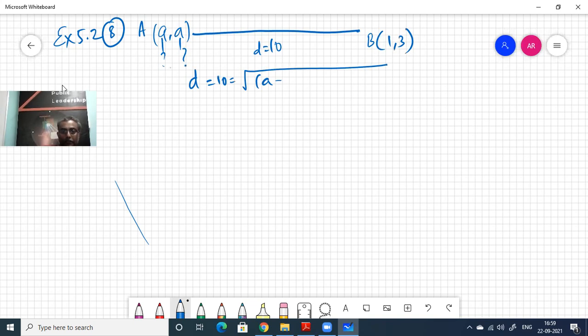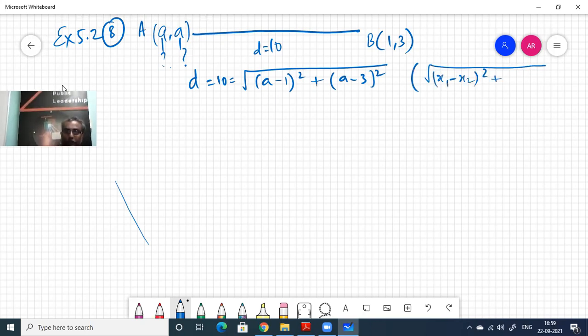the root of a minus 1 the whole squared plus a minus 3 the whole squared. Because of the distance formula: x1 minus x2 whole squared plus y1 minus y2 whole squared. So 10 is equal to that; you square both sides. 10 squared is equal to 100, equal to, removing the root on this side, a minus 1 whole squared plus a minus 3 whole squared.